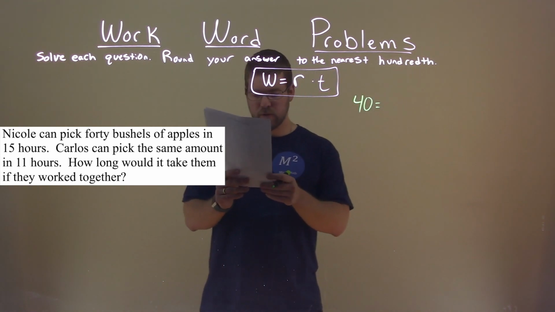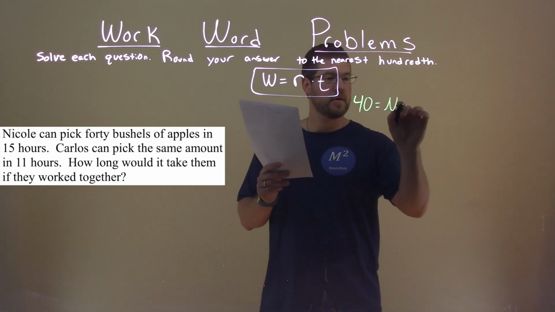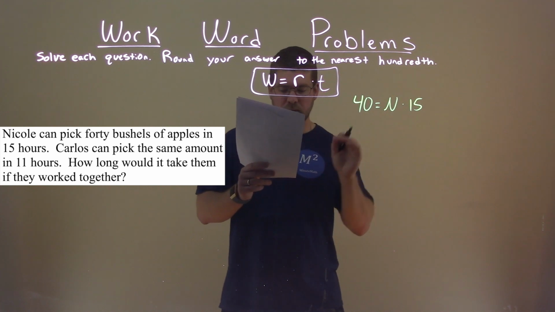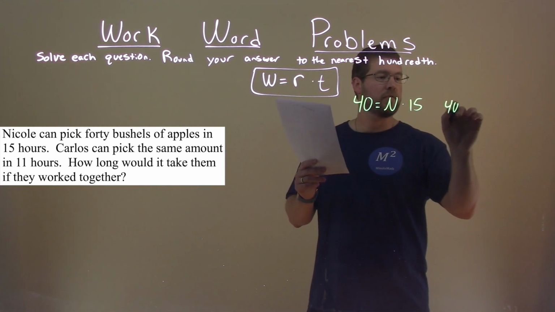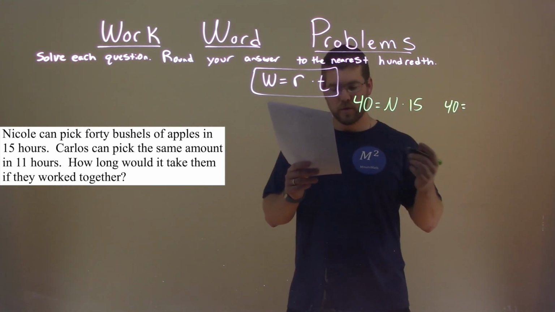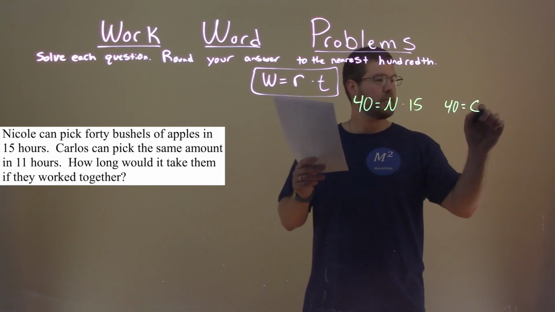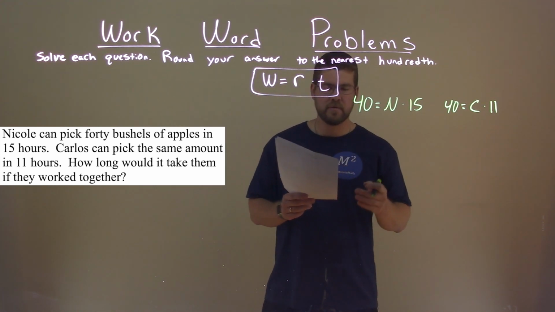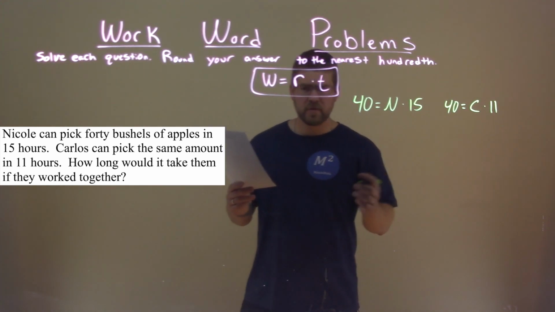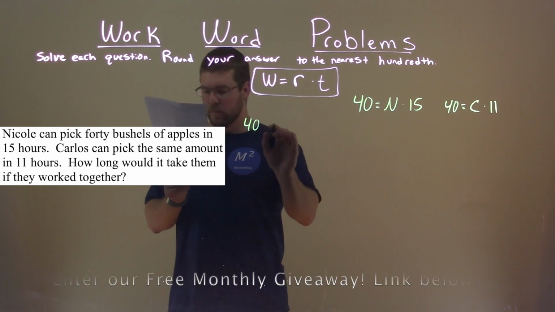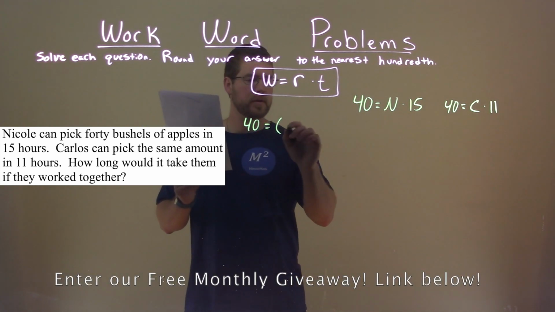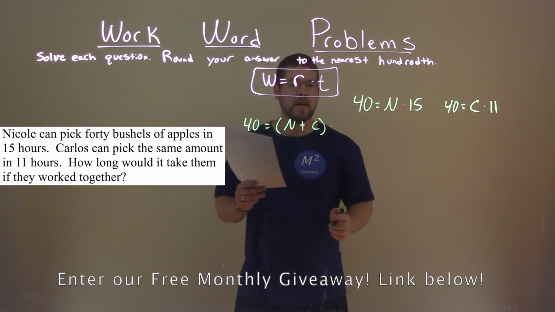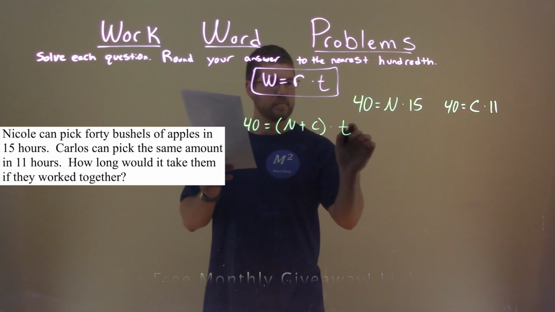is equal to Nicole's rate times Nicole's time, which is 15. They tell us that Carlos can pick the same amount, so 40 equals Carlos's rate, which we don't know, times his time, 11 hours. And we want to find out what happens if they work together. So the job is still the same work of 40 bushels of apples. If they work together, we add their rates, n plus c, and we need to find its time.